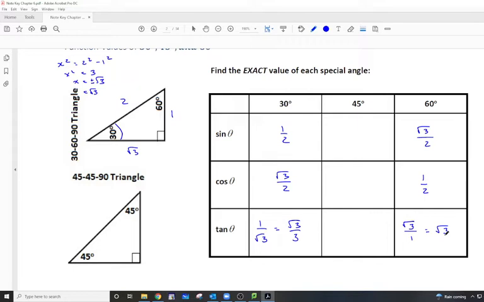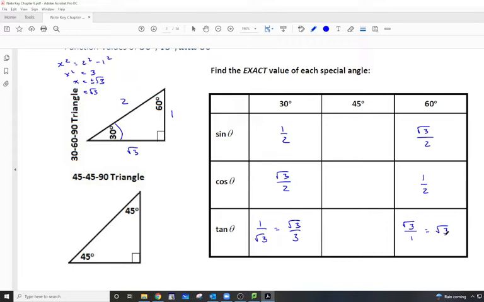So what I want you to notice here is that when you change from a 30-degree angle to a 60-degree angle, you stayed in the same triangle, but the opposite and the adjacent sides switched. So sine switched with cosine, and tan of 30 was the reciprocal of tan of 60, because the opposite and the adjacent flop. Okay, so they are related. They are part of the same triangle.